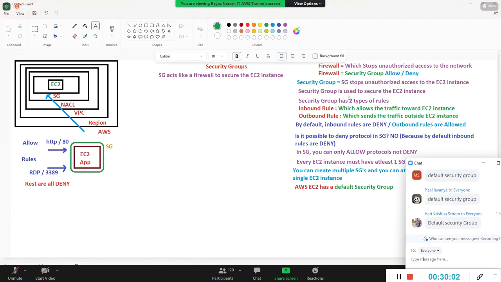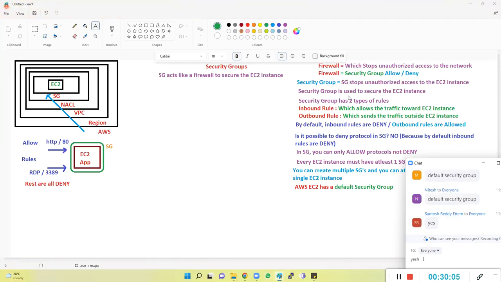But can we create our own security group? Yes. In many services, AWS gives a few default things. We'll be using the default things, but we can create our own security groups also. But in our course, I would recommend you to use only the default security group. Why? I'll tell you this.